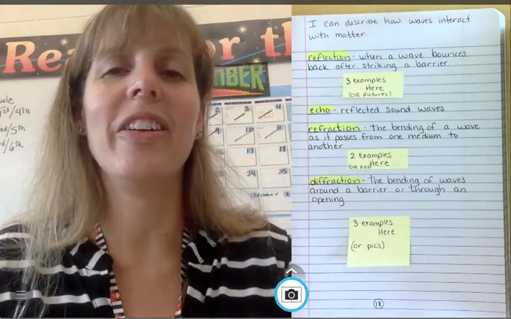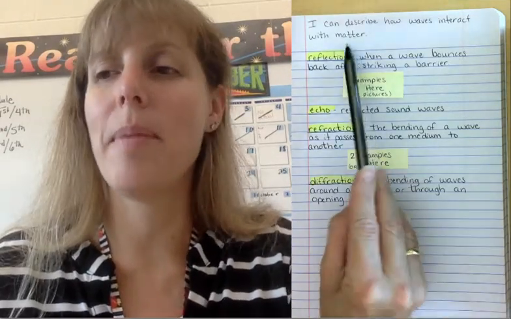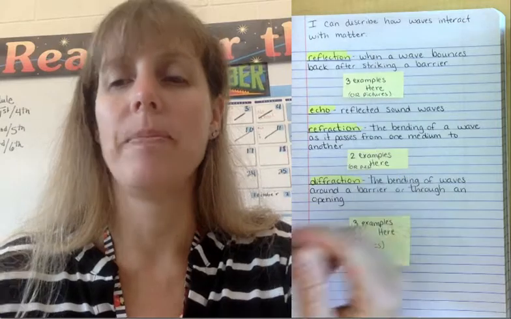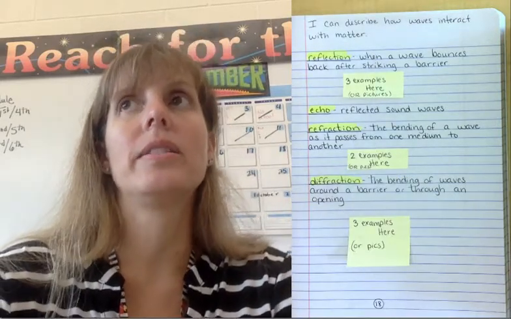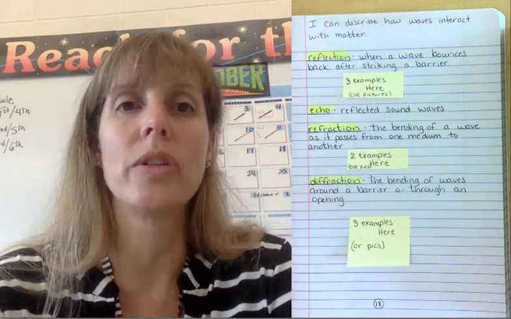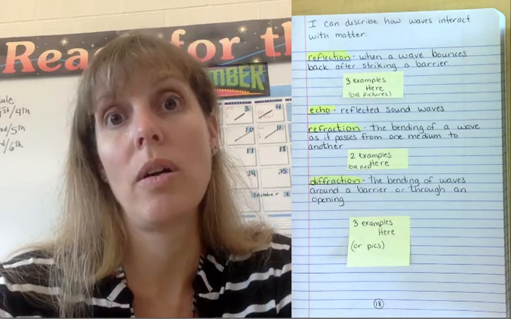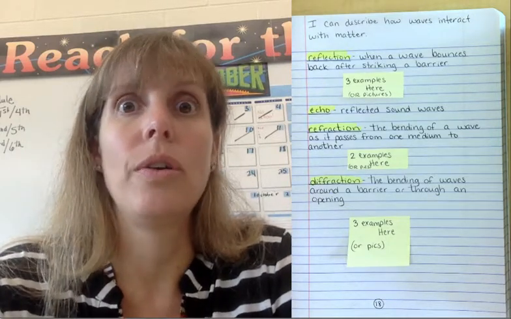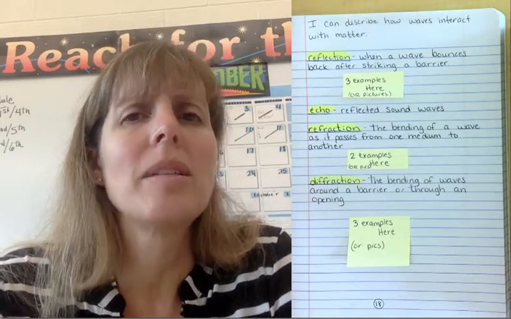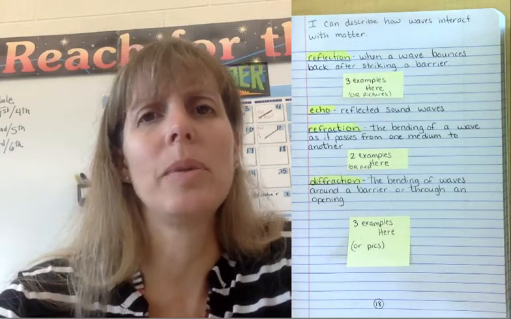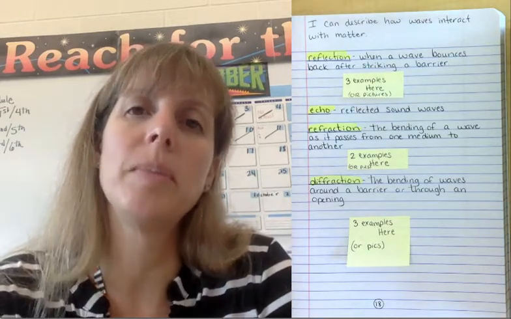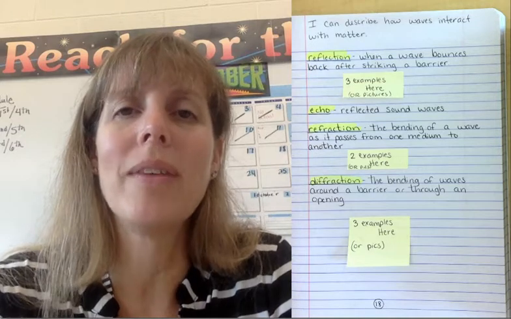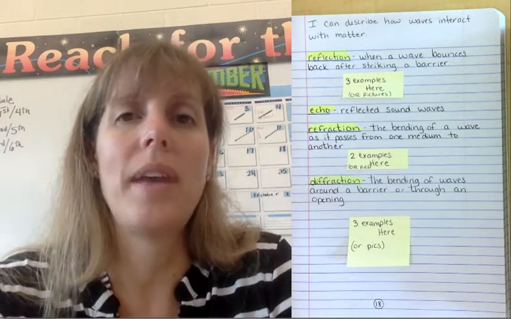Today's learning target is I can describe how waves interact with matter. So we've looked at the different types of waves. There's transverse and compressional, longitudinal, or if you want to say longitudinal, that's okay too. We've talked about crests and troughs and amplitude and frequency and wave speed. But now, how do those waves actually interact with anything else?